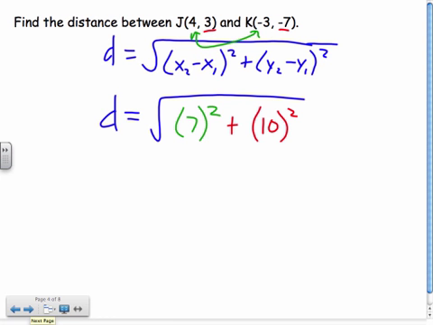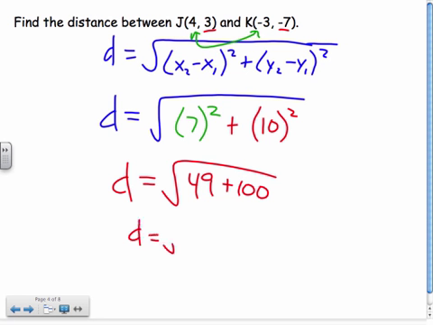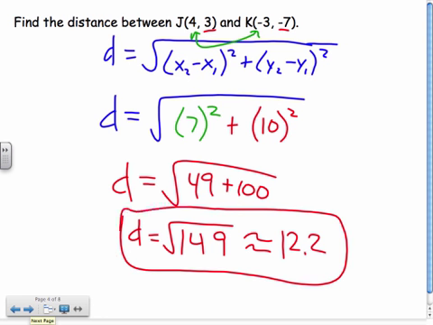There's my shortcut instead of having to write all that out. Just think about how far apart your x's are and how far apart your y's are, the difference between the two, right? And I can simplify. 49 plus 100, d equals the square root of 149. And I can see if there's perfect squares of that. But in this case, I do not believe there are. So what we do is we either leave it like that, or I can say it's approximately 12.2. Either way, I'm okay with either answer. Square root of 149 or 12.2 would be the distance between those 2 points.